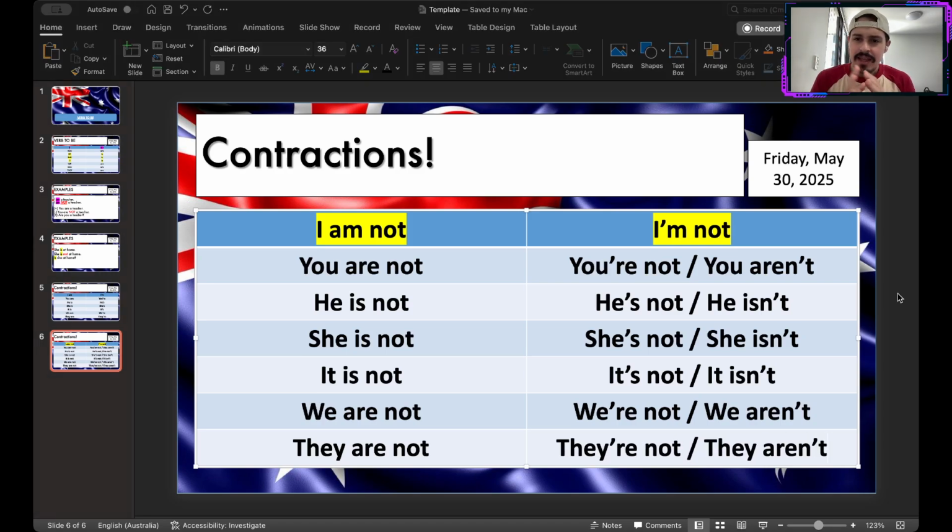If you pay a lot of attention at this moment, you will see that it follows the same pattern. Look, you're not, we're not, they're not, you aren't, we aren't, they aren't. The pattern is very similar. He is not, she is not, it's not. It's pretty much the same. He isn't, she isn't, it isn't. I am not is the different one.